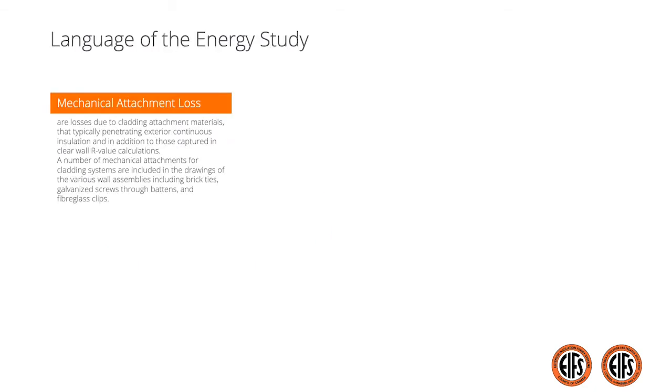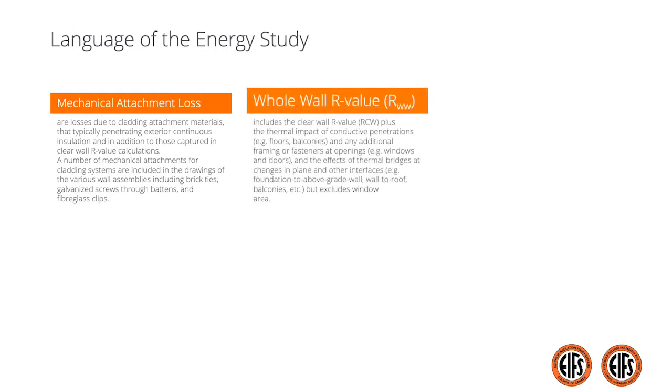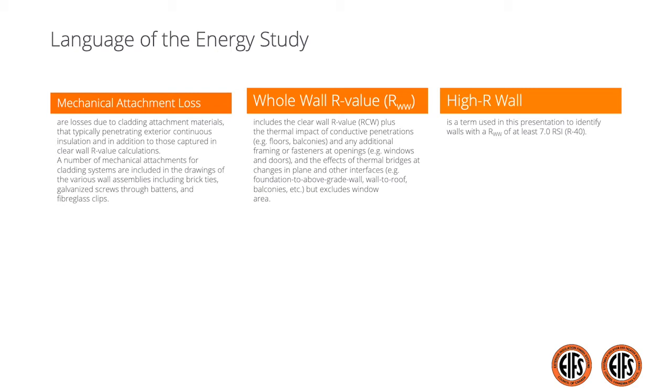Mechanical attachment loss is simply the loss of heat energy through the things used to anchor the cladding to the supporting structure. Whole wall R value accounts for all the things I've described so far, plus a couple other items we'll look at in a moment. Whole wall R value is sometimes referred to as effective R value, as it's the measure of an envelope's effectiveness once all other factors are considered. High R is the term that we use to define assemblies designed to provide a whole wall R value of 40, or an RSI value of 7 in metric units.